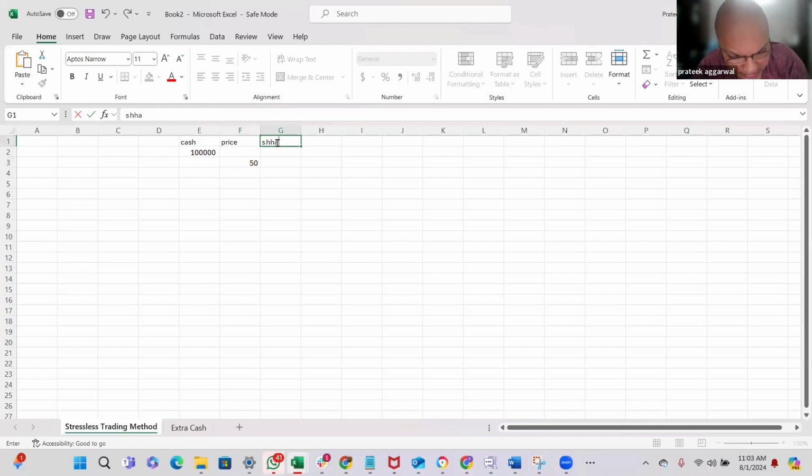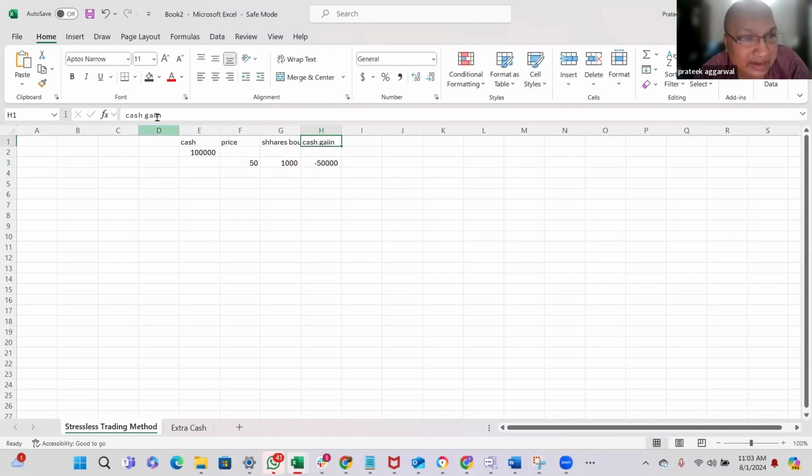So we have shares bought. We'll buy 1,000 shares, and we will end up spending $50,000 to do that. So our cash gain will become F3 multiplied by G3, negative of that because we are spending the money. So now our cash gain, which is basically the opposite of cost, is equal to minus $50,000, right?